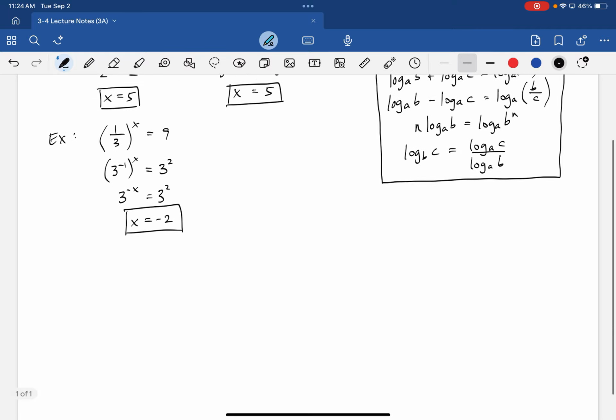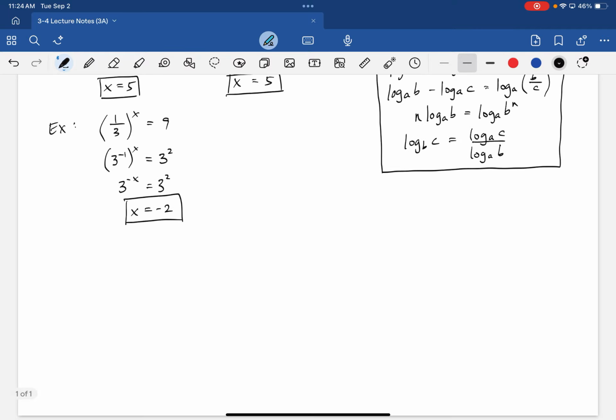Let's do a similar one, just another example. Let's say we have e to the x equals 7. Okay, 7 is not a power of e, so how would we go about solving this?